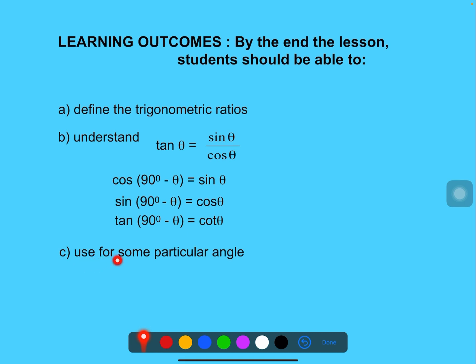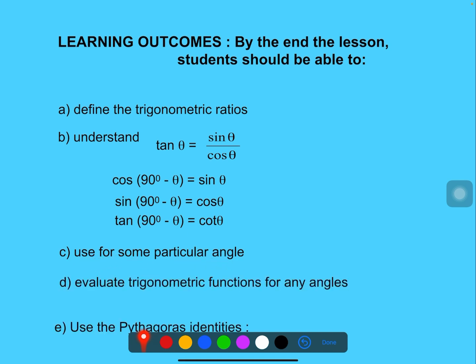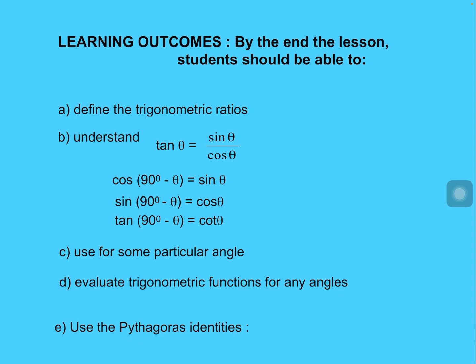C. Use for some particular angles. D. Evaluate trigonometric functions for any angles. And E. Use the Pythagoras identities, such as sine square plus cos square equals 1, 1 plus tangent square theta equals secant square theta, and 1 plus cot square theta equals cosecant square theta.